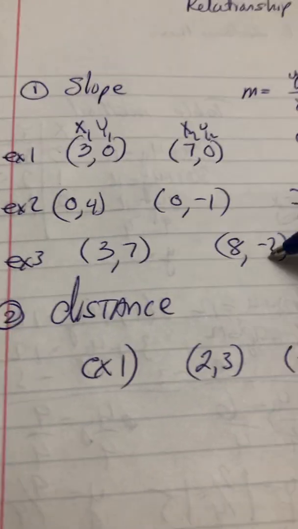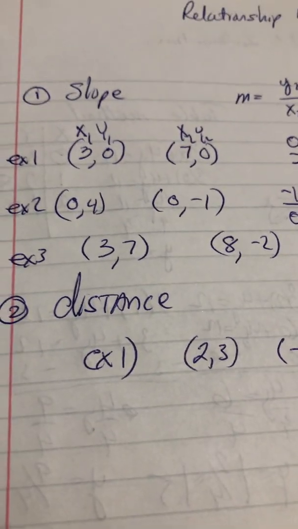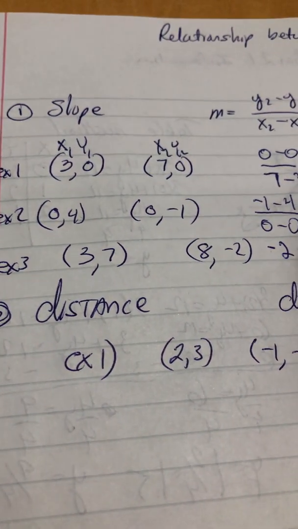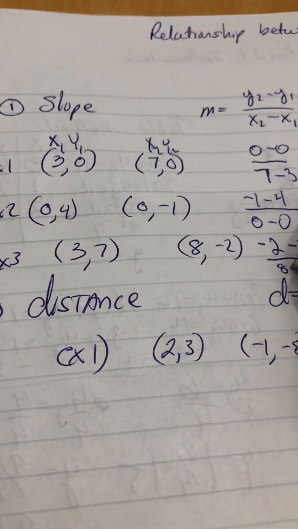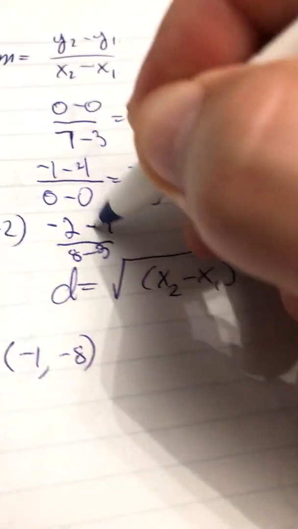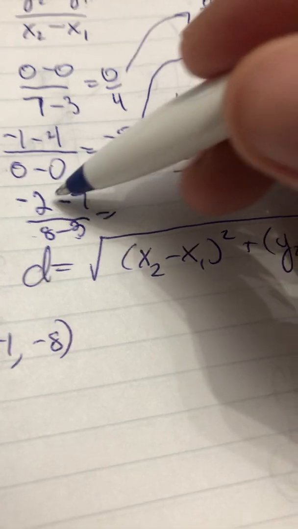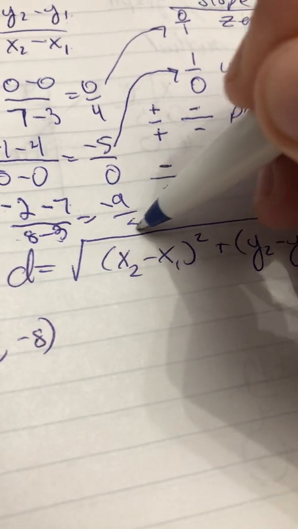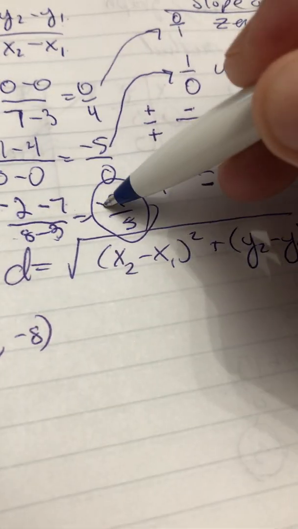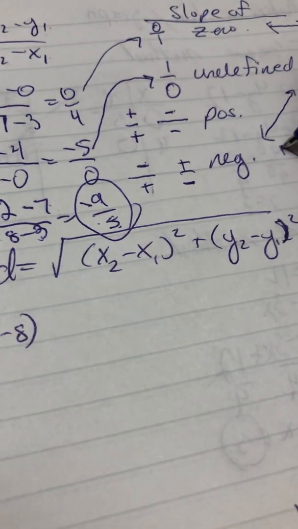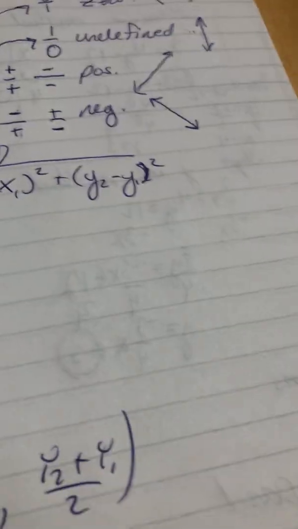And is this positive or negative? Well, let's take a look. We got negative 2 minus 7 over 8 minus 3. So we end up with negative 9 over 5. Well, we have a negative number over a positive number. That means our slope is negative. Our line should be heading down from left to right.